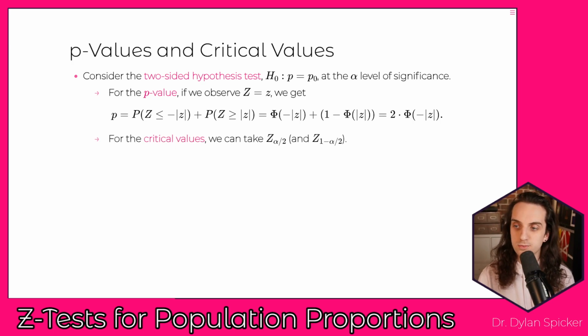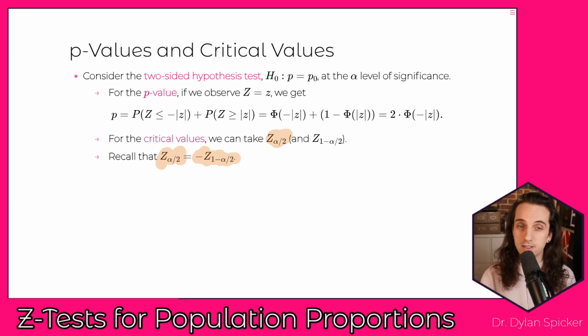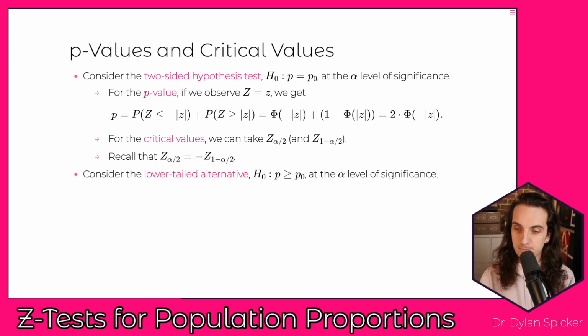For the critical values, we're going to be looking at our z critical value. So we'll have alpha over 2 and 1 minus alpha over 2. Because of the symmetry of the normal distribution, we know that z alpha over 2 is equal to negative z of 1 minus alpha over 2. And so we really only need to look at the one critical value. The other critical value is going to be the negative version of that.